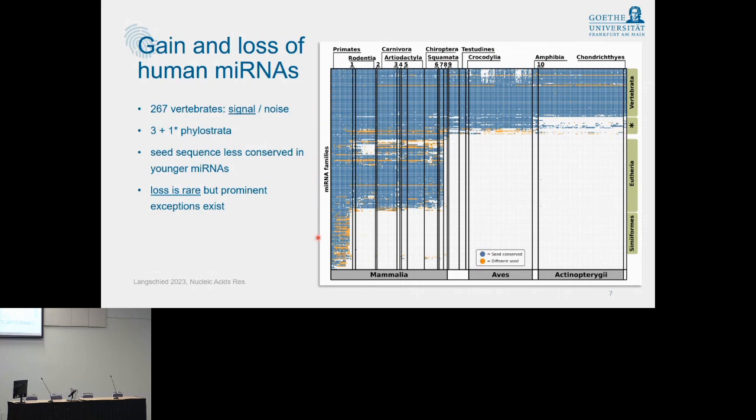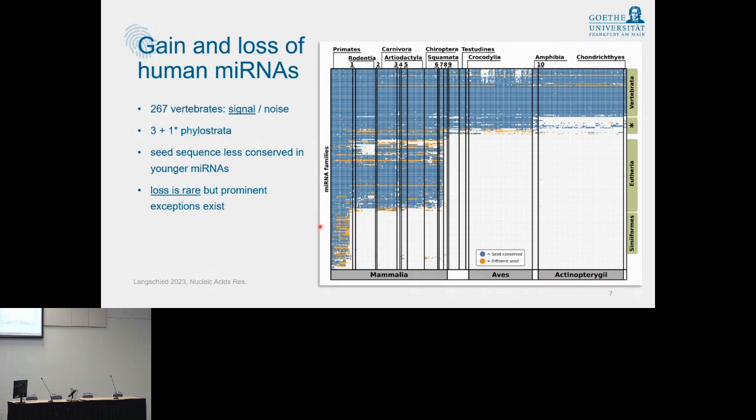We have here in the rows 267 microRNA families in human, in 556 vertebrates here in the rows. And from these profiles, you can see a couple of things. First of all, you have these phylostrata of where microRNAs have evolved and have different ages. We have very old microRNAs over here, younger microRNAs over here.